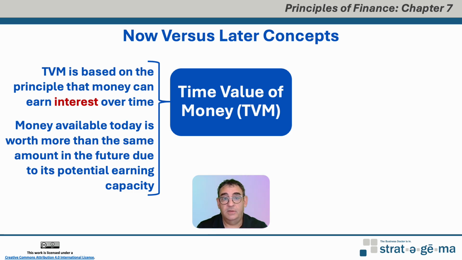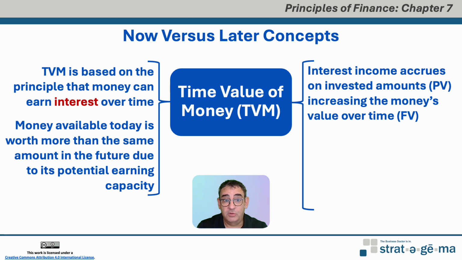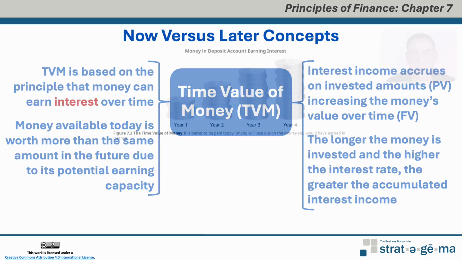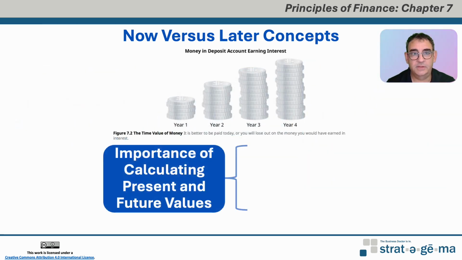So, for example, if you invest $1 today at a certain interest rate, it will accumulate more value over time. The amount that you have in the future is called the future value, FV, while the current value of money, which factors in the potential future interest, is called the present value, or PV. And we'll be using these quite a bit in the next few chapters. In essence, the longer the money is invested and the higher the interest rate, the greater the accumulated interest income. So let's get into this PV and FV stuff a bit more.